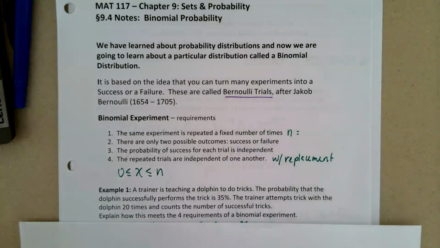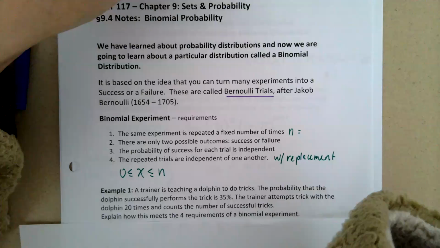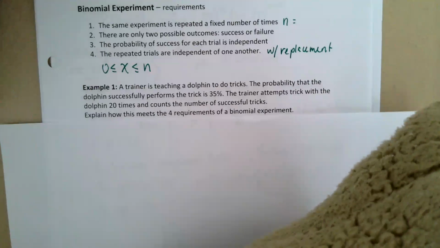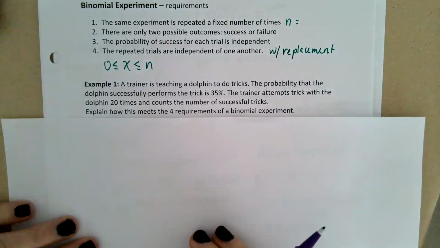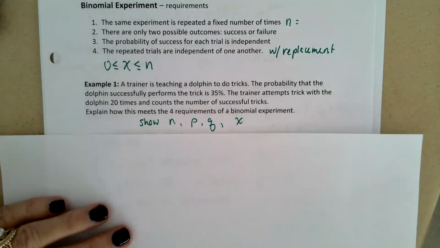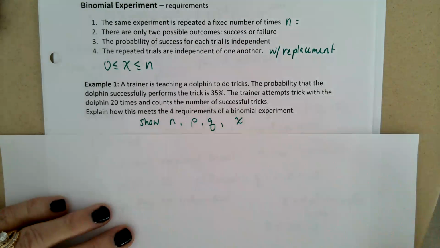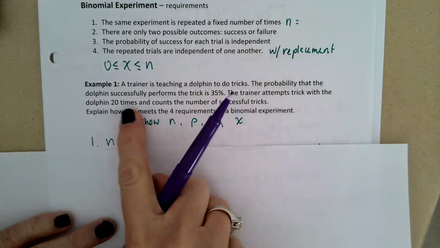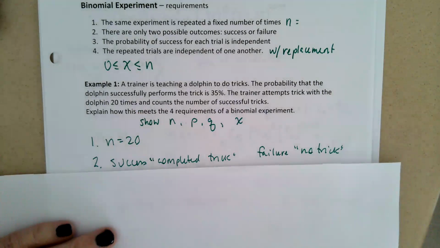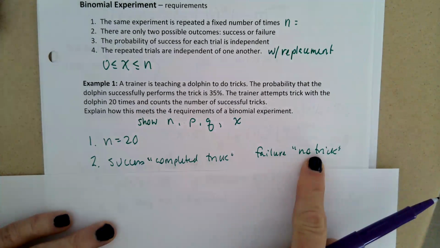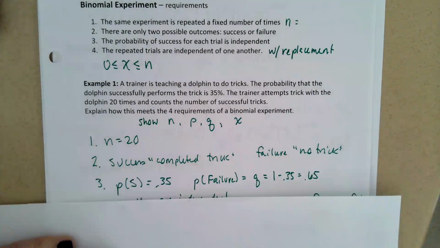So let's look at our first example. It says, a trainer is teaching the dolphin to do tricks. The probability that the dolphin successfully performs the trick is 35%. The trainer attempts the trick with the dolphin 20 times and counts the number of successful tricks. Explain how this meets the 4 requirements of a binomial experiment. And I'd like you to show n, p, q, and x. So number 1, n is equal to 20. We're going to do the experiment 20 times. Number 2, success is a completed trick, and failure is the dolphin did not do the trick.